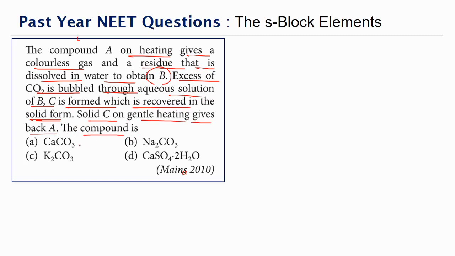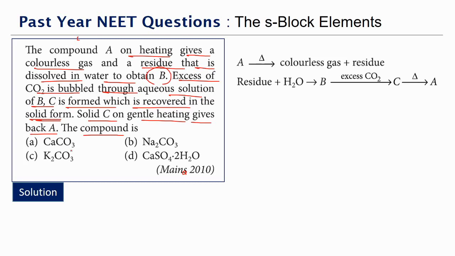This is something we can answer only when we have some familiarity with the reactions. The idea of getting carbon dioxide gas, then bubbling CO2 gives a compound C, and gentle heating of C gets back A. So this suggests what we are essentially talking about. This is the reaction map. So A on heating gives what?